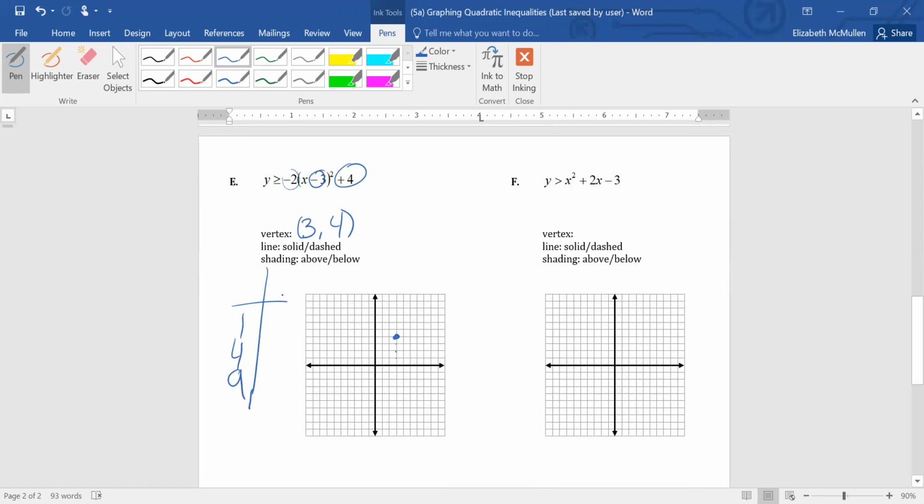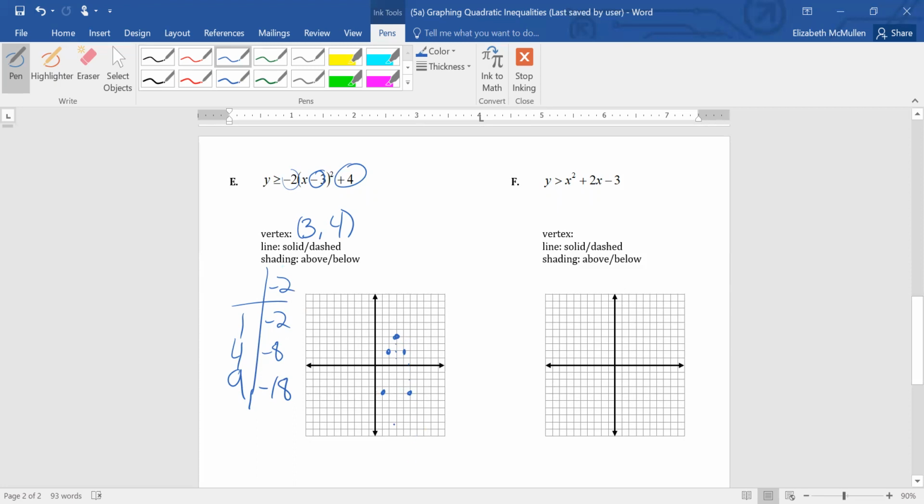Looking here, A is negative 2. So 1 times negative 2 is negative 2. Negative 2 times 4 is negative 8. Negative 2 times 9 is negative 18. All right, go ahead and plot our points. So if I go out 1 in the x direction, I'm going to go down 2. If I go out 2 in the x direction, I'm going to go down 8. So 2, 4, 6, 8. Same thing on the other side. And I don't have 18 here, so I'm not going to go 18.